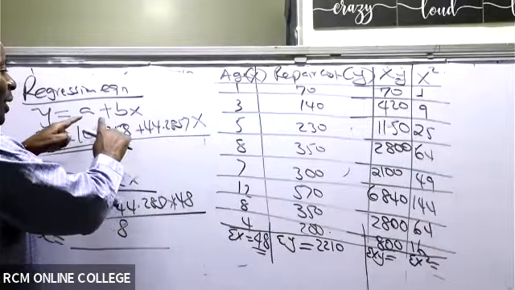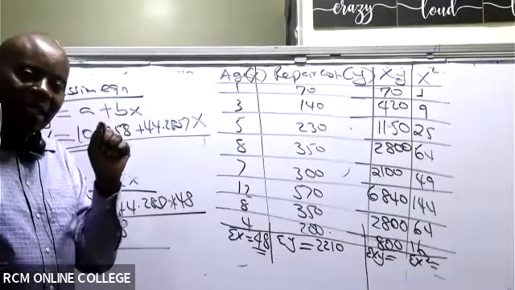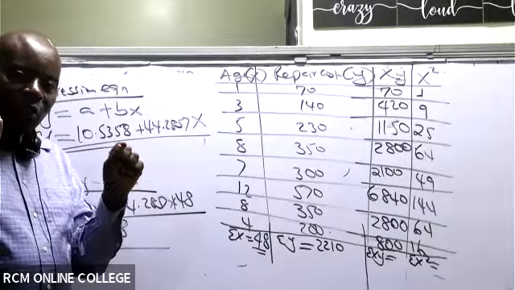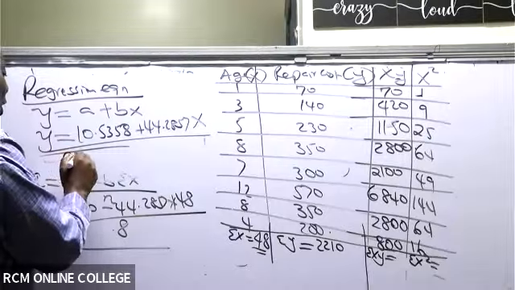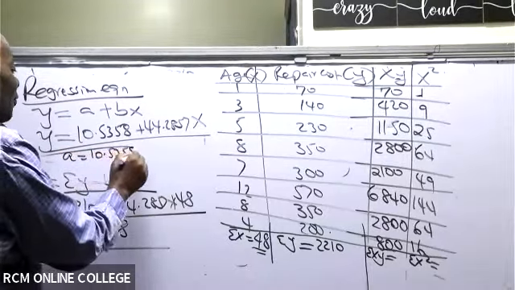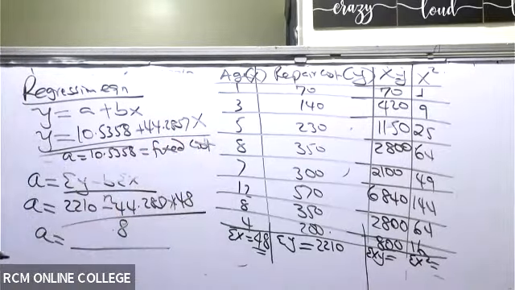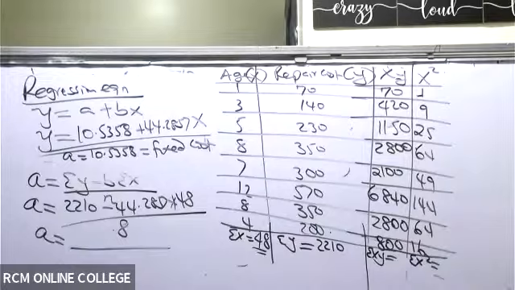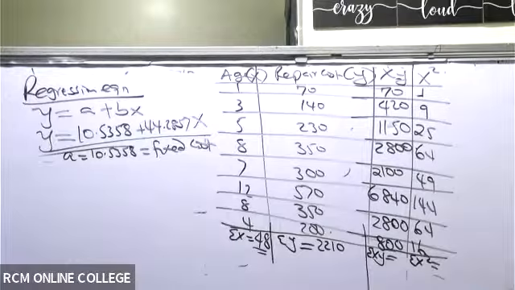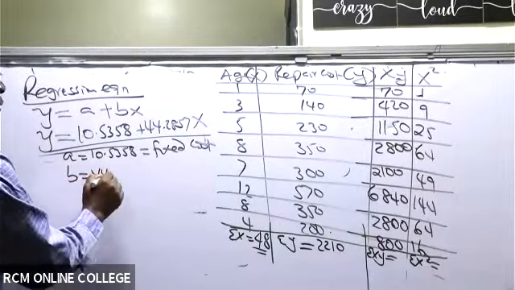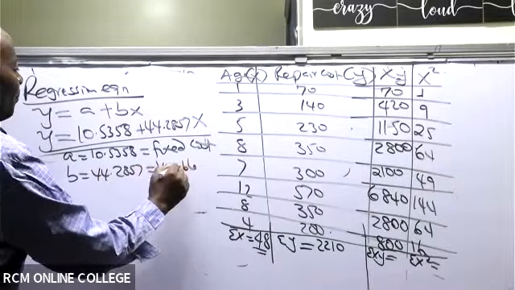But if you remember very well, this A is the fixed cost, the one that does not depend on X. It doesn't matter the age. So we have two types of cost here. A is 10.5358, which is the fixed cost. And then, of course, we have B. B is 44.2857, which is the variable cost.